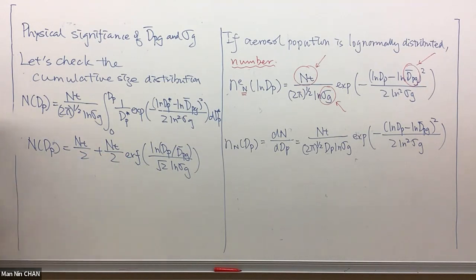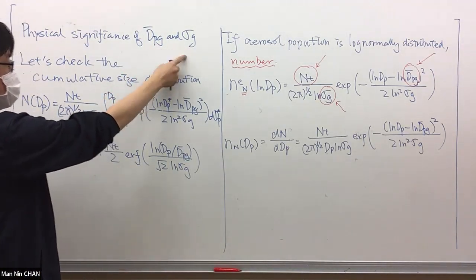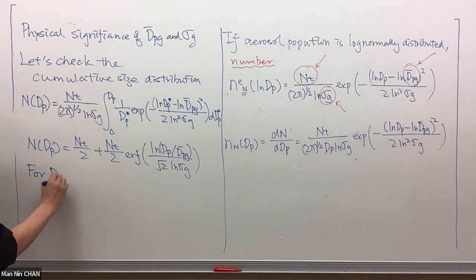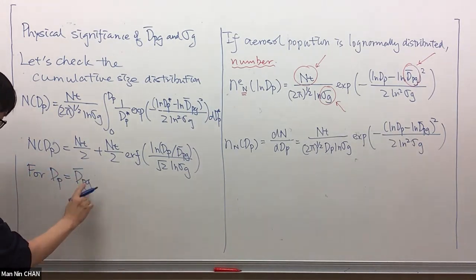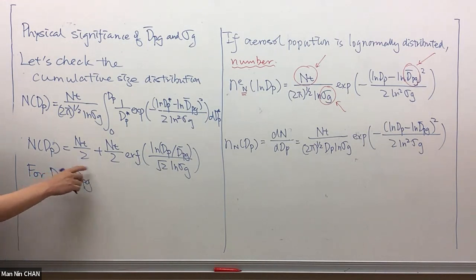But now we have this cumulative size distribution, and this is the equation. What we can do is analyze it to try to understand the meaning of these two parameters. First, let's say we just set our dp, the particle size that we are interested in, equal to dp bar g, so this is dpg, take the bar.